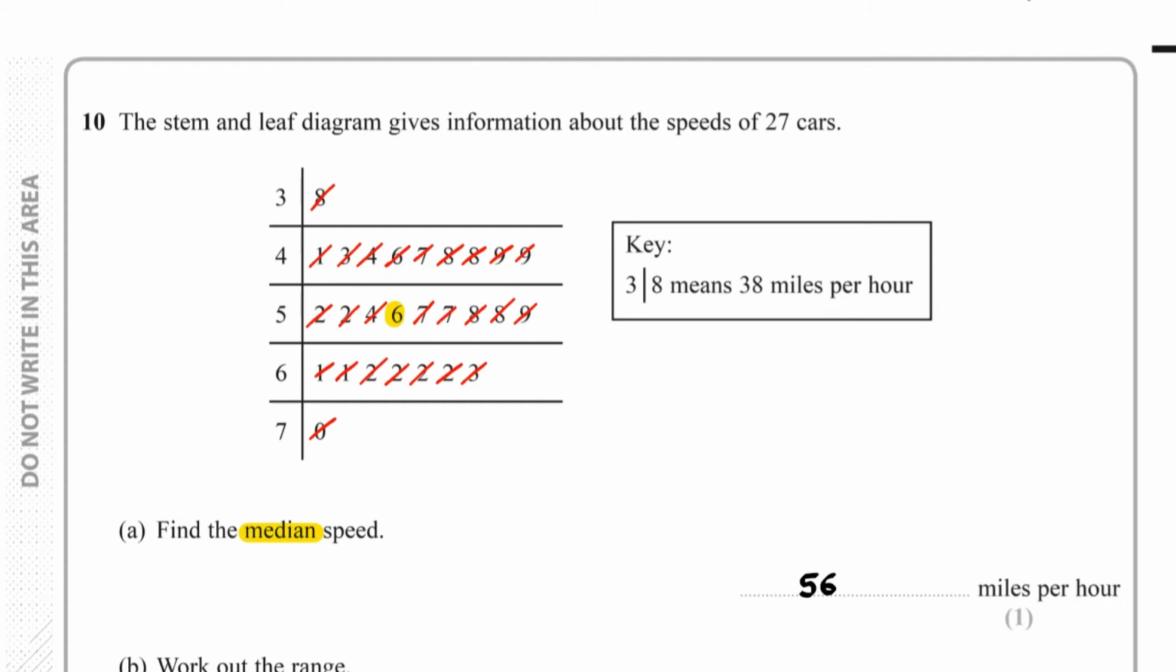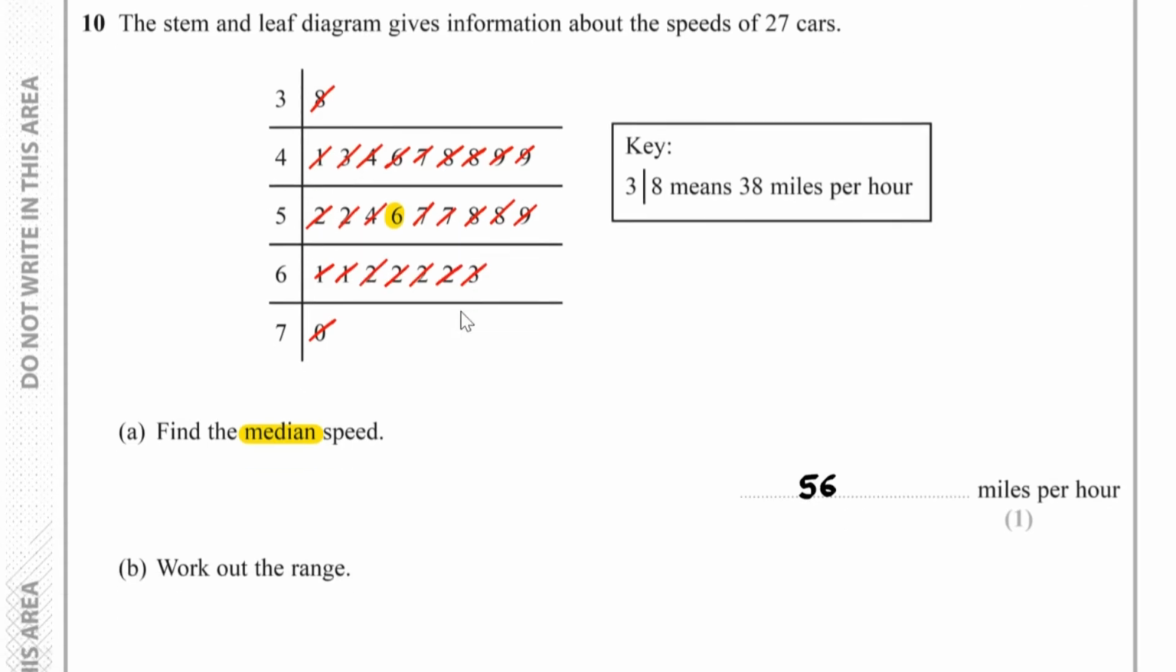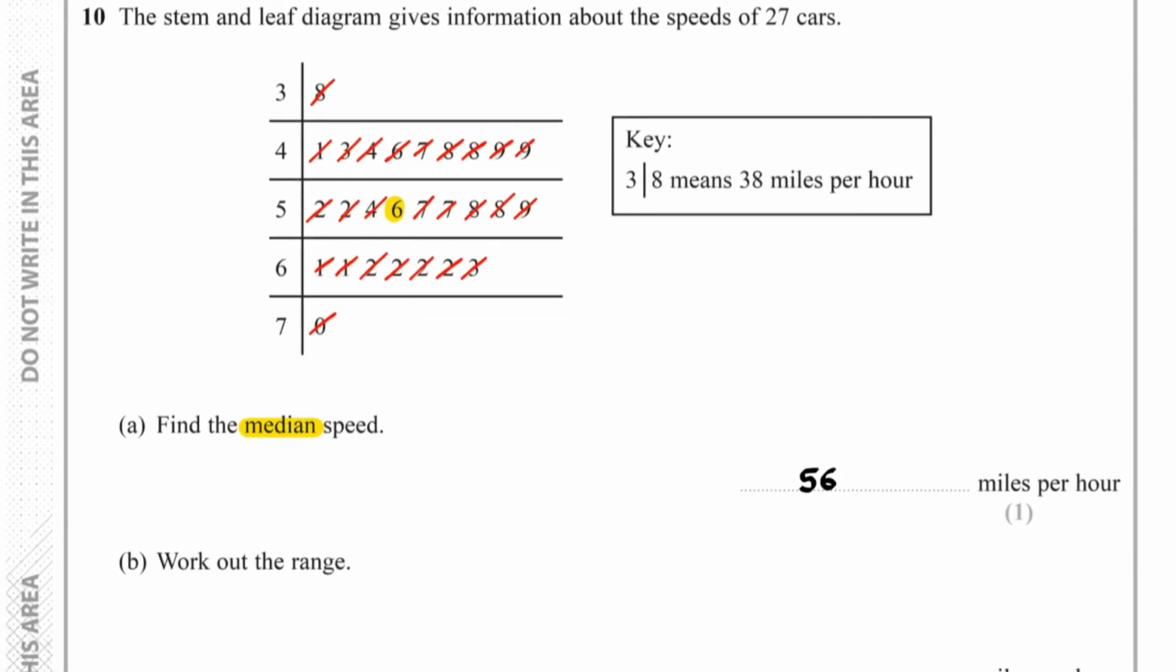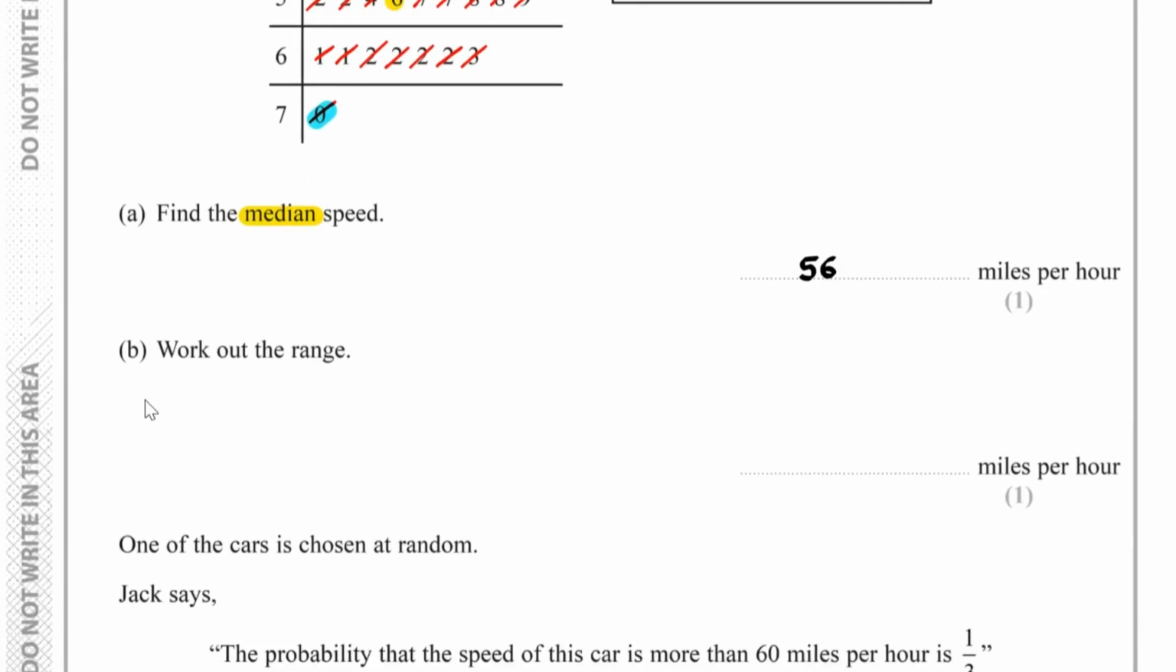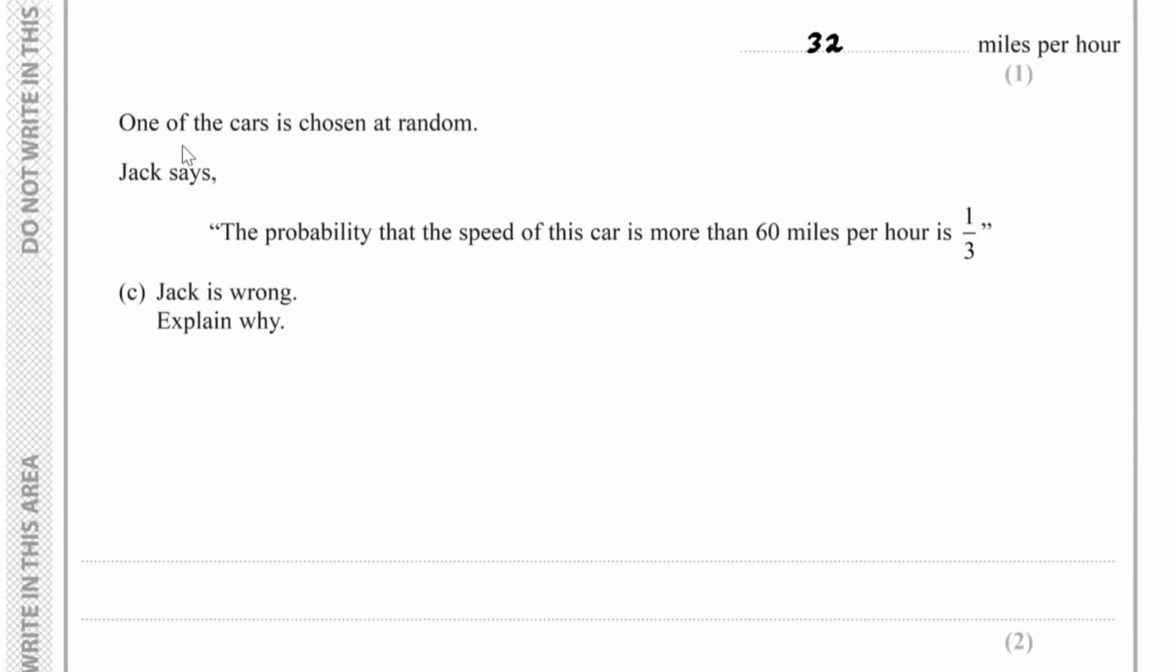Now we have to work out the range. Well, what we need is the biggest number, 70, take away the smallest number, 38. So for the range, we have 70 take away 38, which is equal to 32. So we have 32 miles per hour. And then one of the cars is chosen at random.